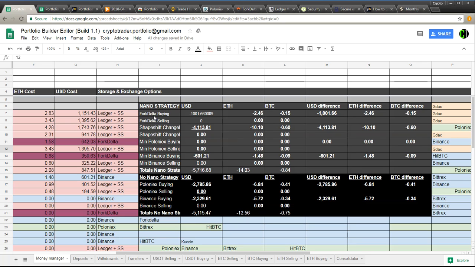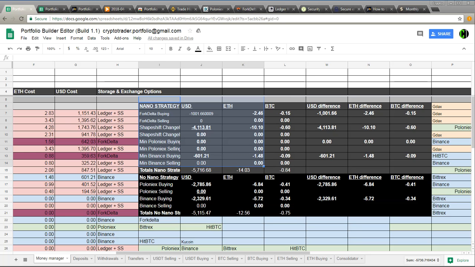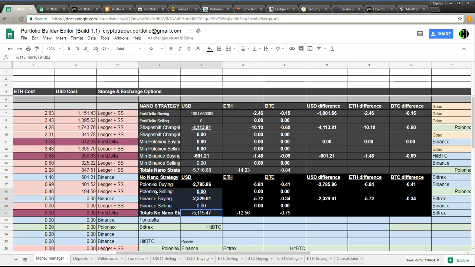So that will either be at Fork Delta, Shapeshift, Poloniex, Binance as one strategy, which is the more advanced strategy. I highly recommend using the Nano Ledger S to store a lot of our portfolio. Or we have down here the Poloniex, Binance, GDAX strategy. And so this is telling me how much money I need to send to each exchange to fill the portfolio.